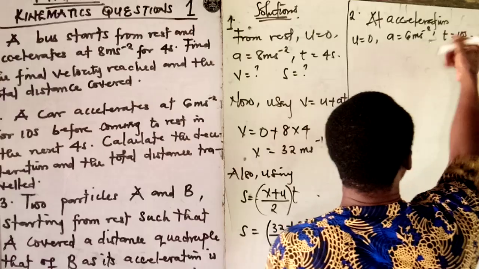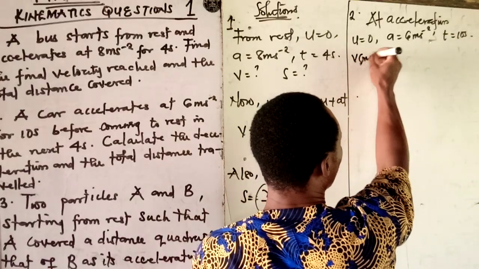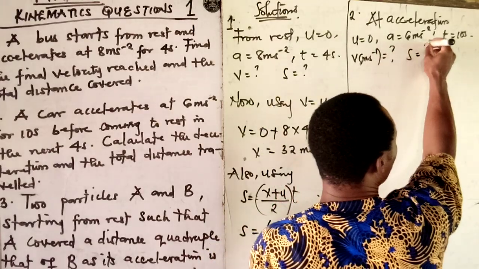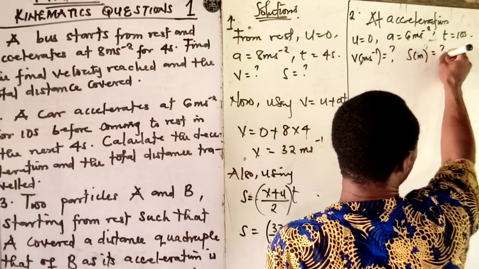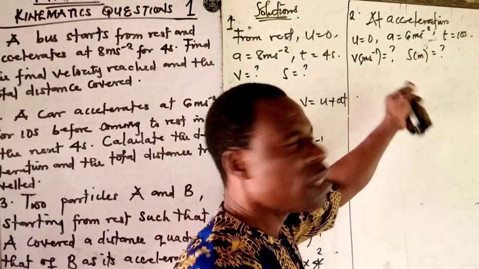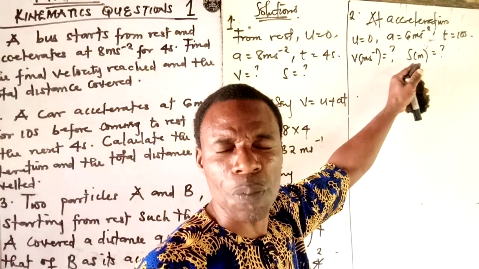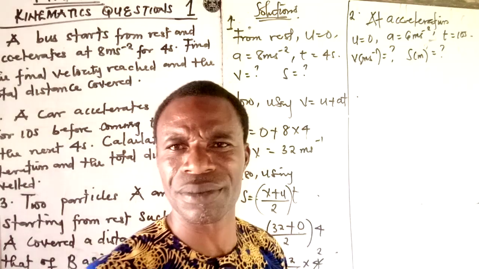U, A, T, known. V, we don't know it, in meters per second. It is hidden. S, we don't know it, in meters. At acceleration, these 2 parameters need to be found first. When you have found these 2 parameters, you can now visit decelerating motion later.